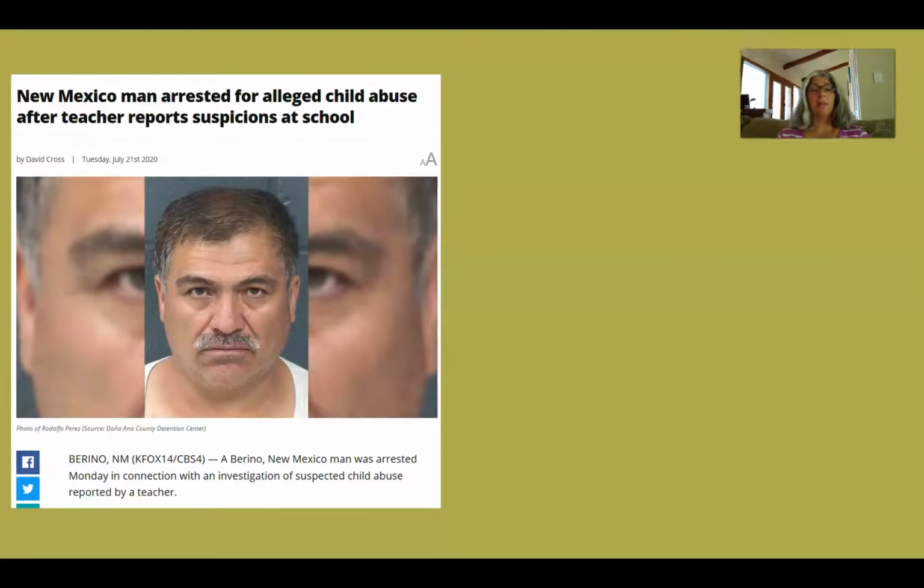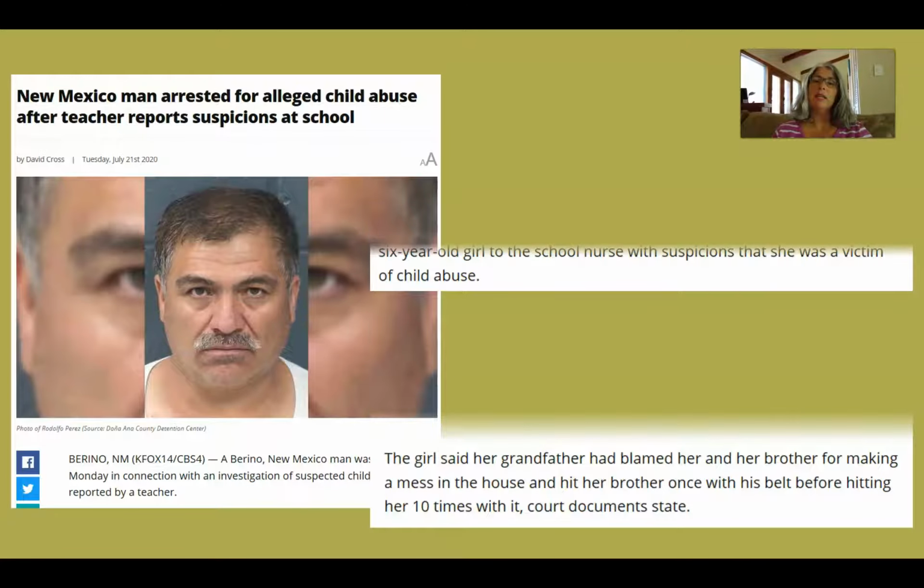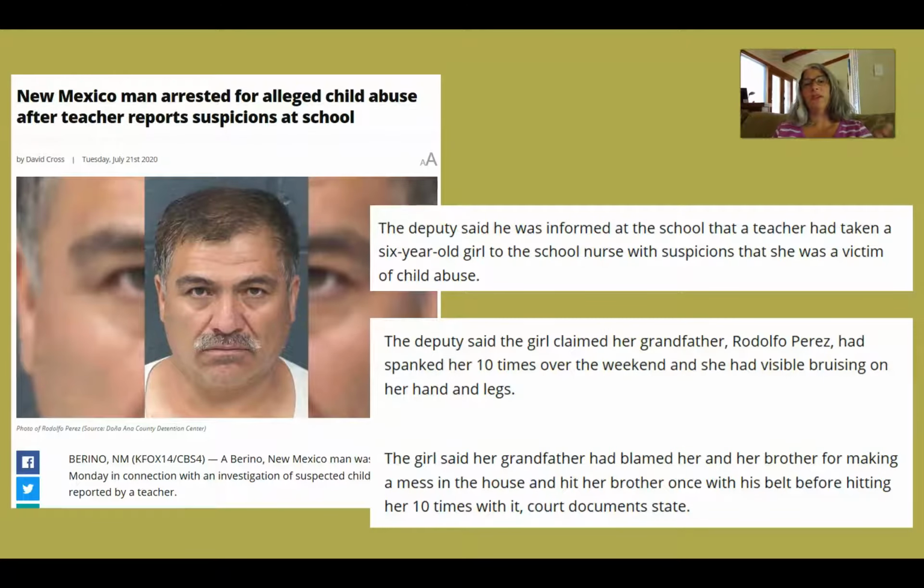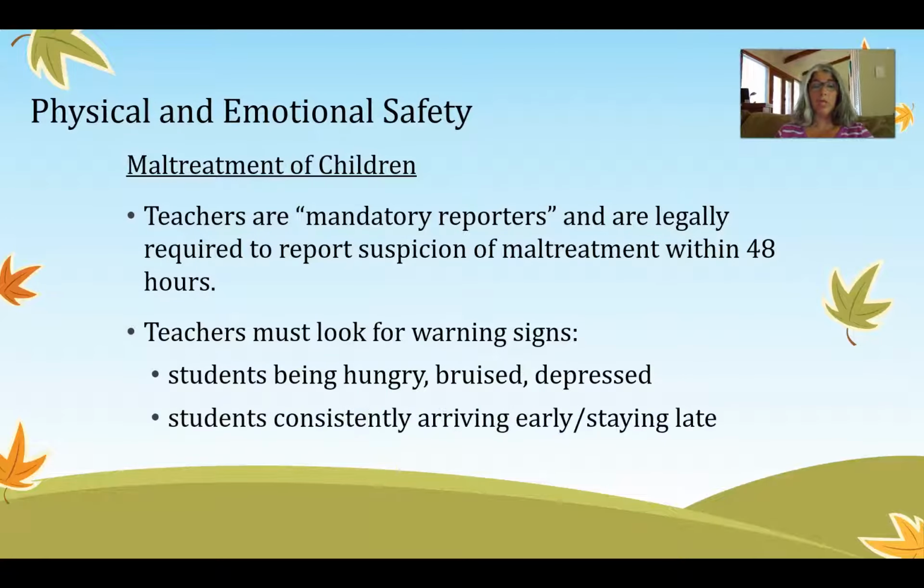Here's another example of a man who was arrested for alleged child abuse simply because the teacher noticed that this little girl had visible bruising on her hands and on her legs, and she suspected something, and she might have stopped this little girl from being in even more danger.